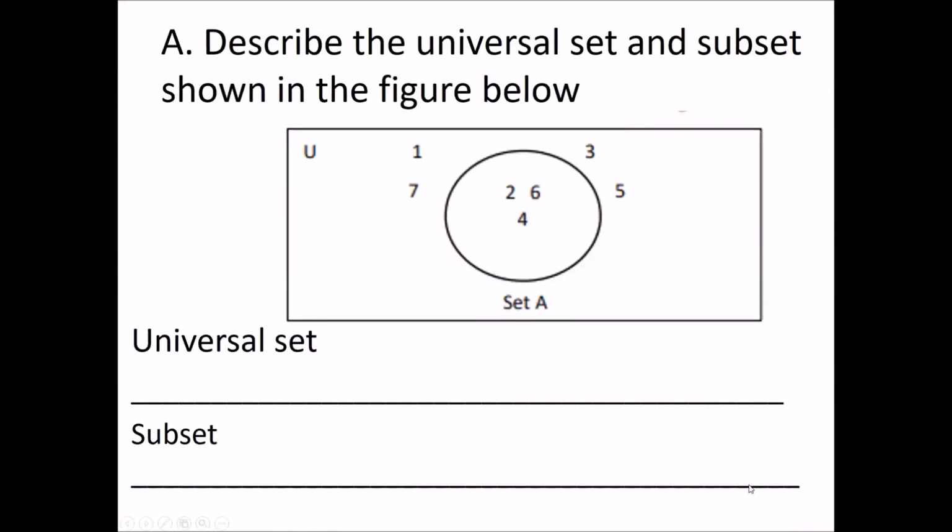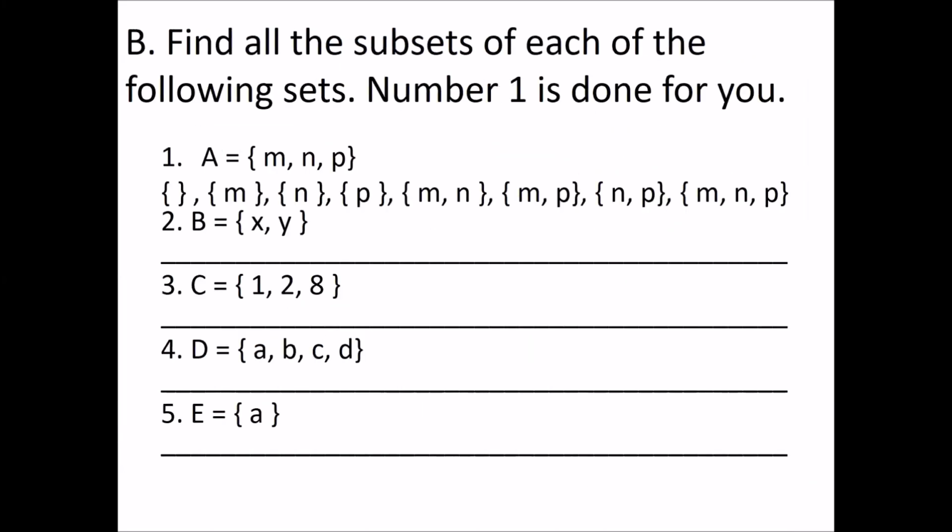And this is another activity. You will describe the universal set and a subset shown. What is the universal set? Write the complete elements of the universal set and the subset from the given. So this is another activity that you will answer for this week. All of this will be answered on intermediate paper.